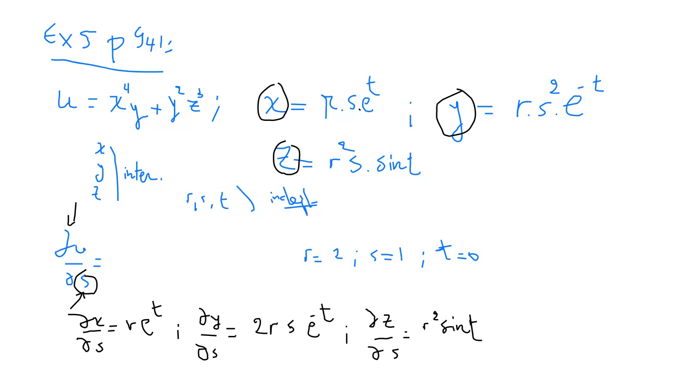On this side of the board, I'm going to write the derivative of u with respect to x. First of all, it is going to be equal to how much? It's 4x cubed y. And that's it. Now, the derivative of u with respect to y is here. I'm going to have x to the fourth plus 2y z cubed. Am I right?